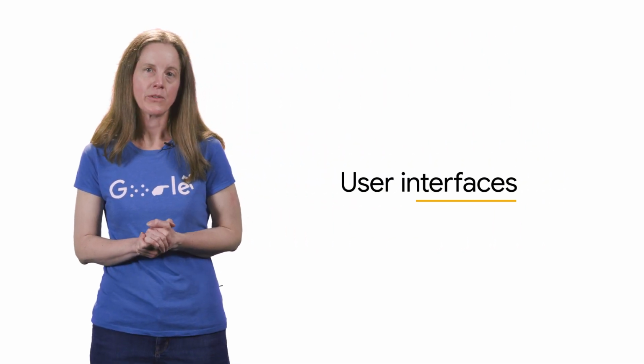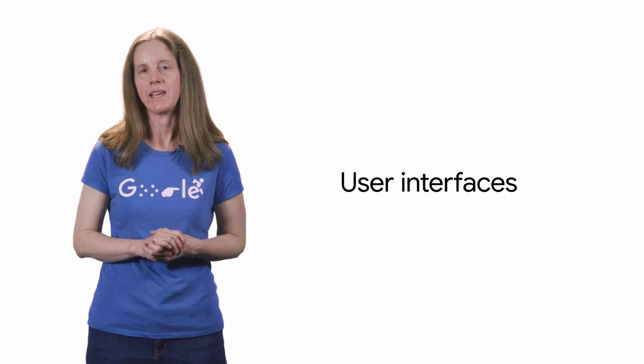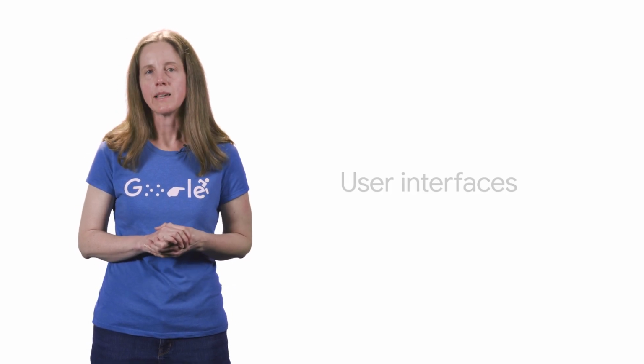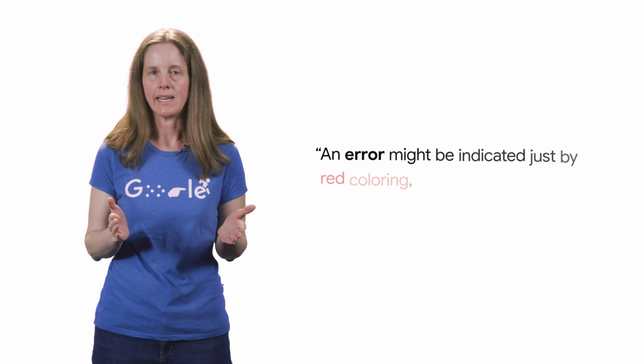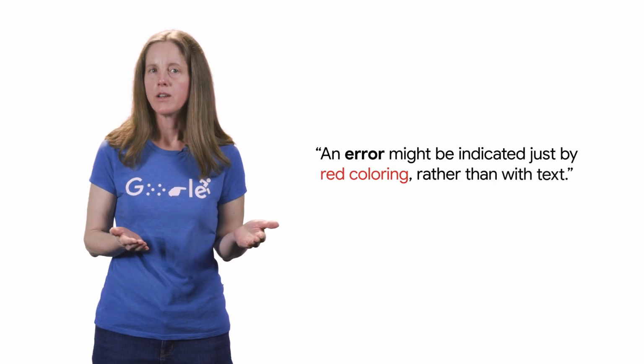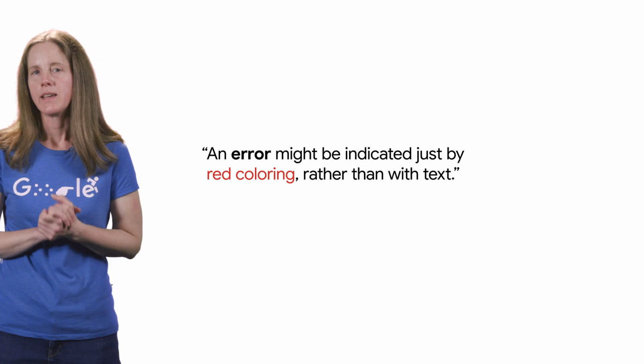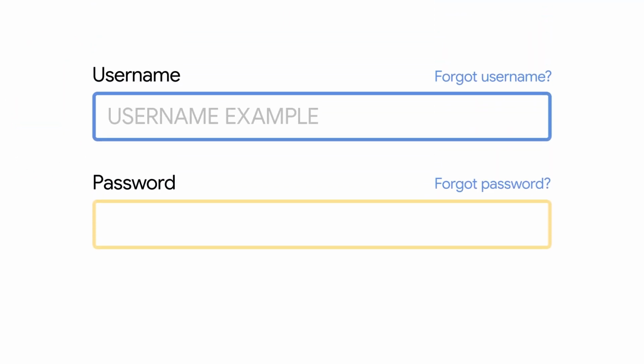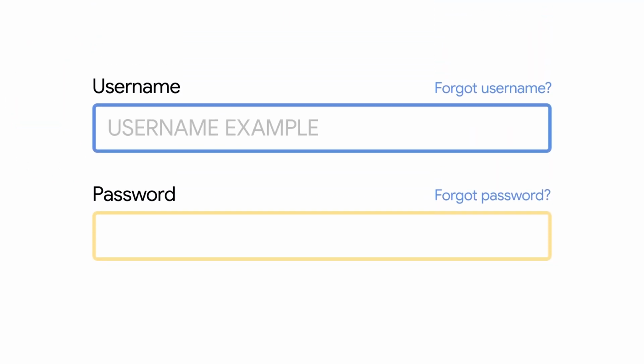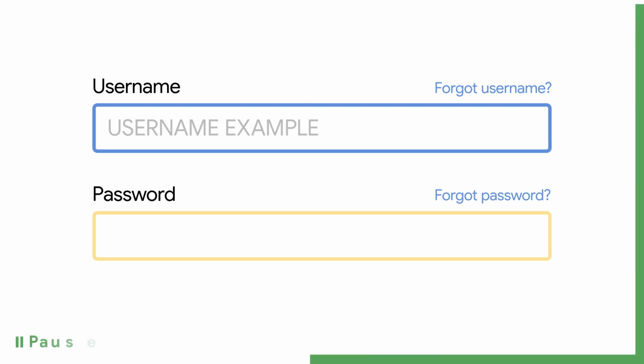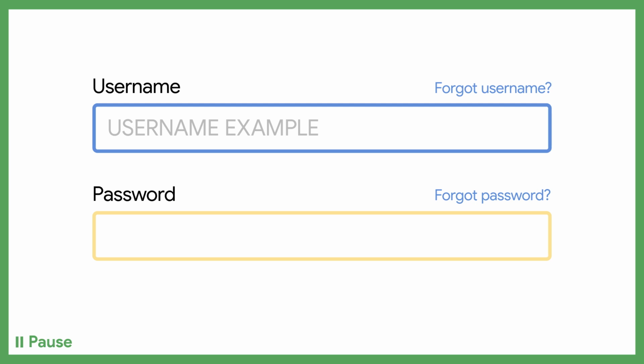Another example in your work could be user interfaces that rely heavily on color to communicate information. For example, an error might be indicated just by red coloring rather than with text. Here's an example of an error screen where someone forgot to enter their password. Can you think of a way to make this design more accessible? Pause the video here and reflect.